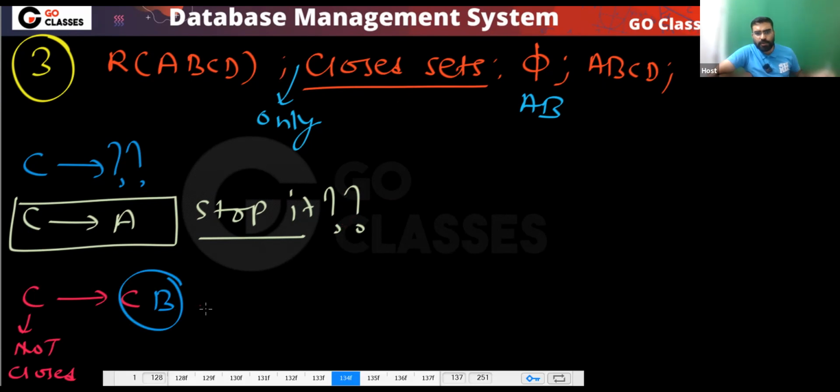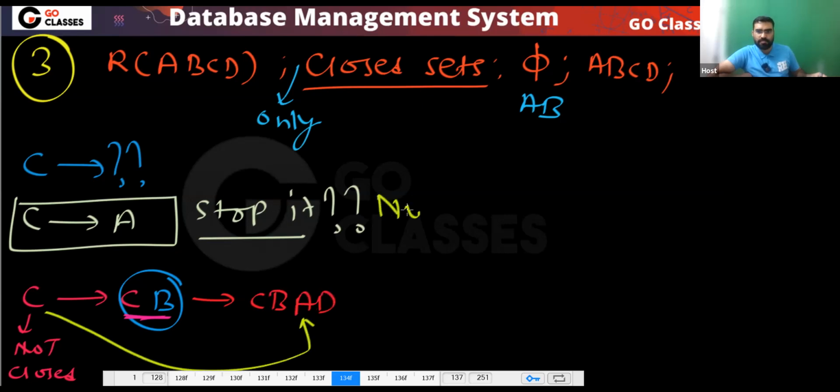Because you know, two attributes other than AB. Yes or no? You have two attributes other than AB. So it will bring everything. Okay, so you can notice it will bring everything. So that's it. Can you stop this? You cannot stop this.